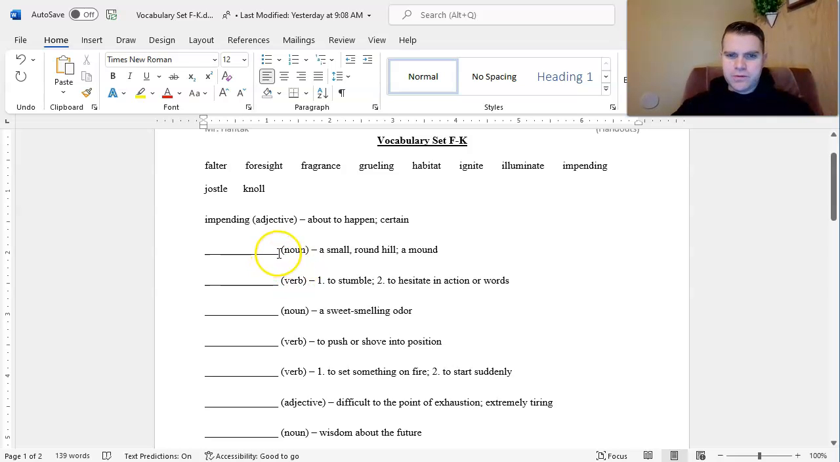A noun, a small round hill or a mound is a knoll. Knoll is just a really good synonym for a hill. It wouldn't be an especially big hill, so keep that in mind for your practice sentences.